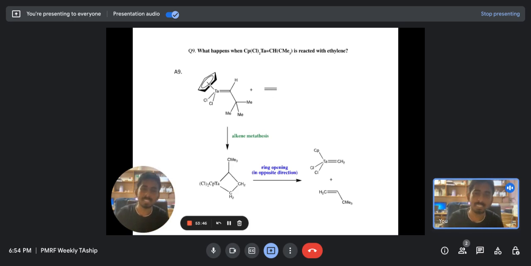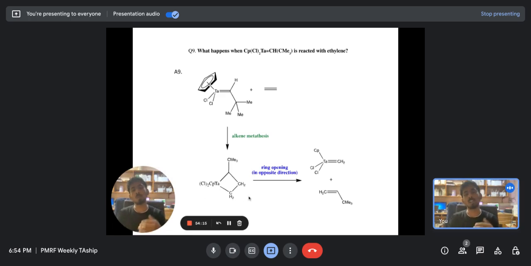In this alkene metathesis reaction, between this carbon-carbon and tantalum-carbon bond, a kind of 2+2 cycloaddition reaction takes place, and the two carbons of the alkene are equivalent in nature. So this bond will be inserted into this tantalum-carbon bond. So it will produce Cp2Cl2TaCH2CH2CMe3. This is a specific class of metallocycle that is formed.